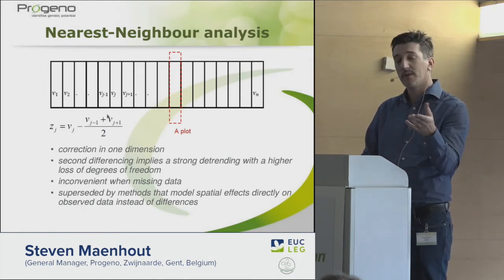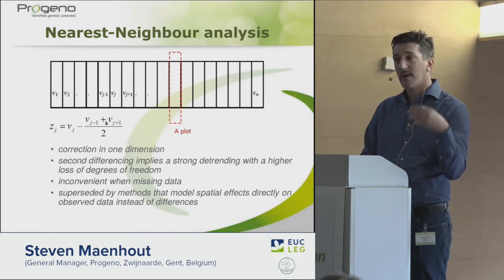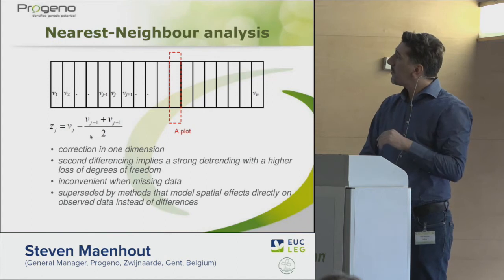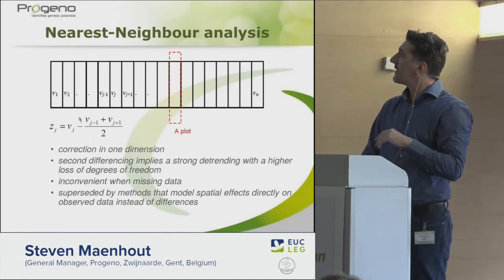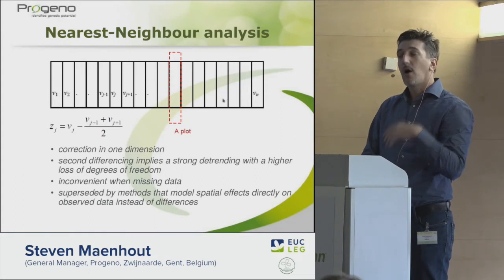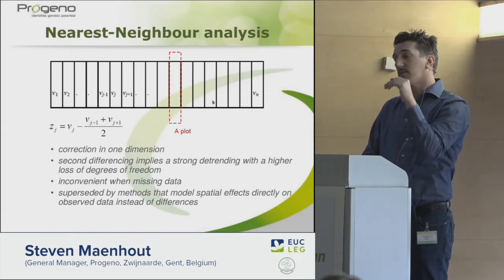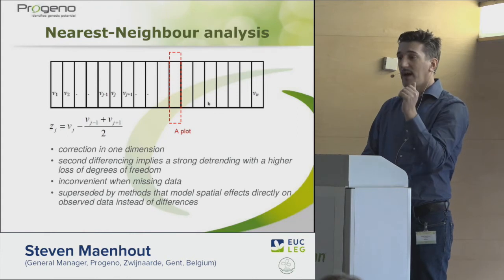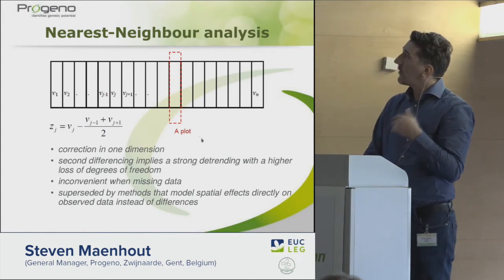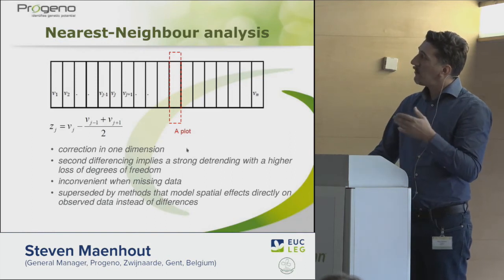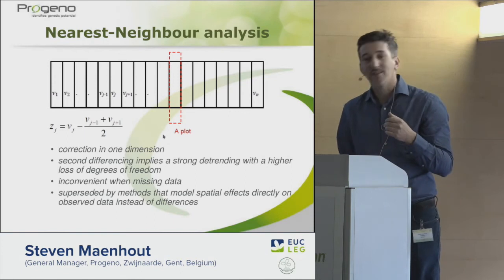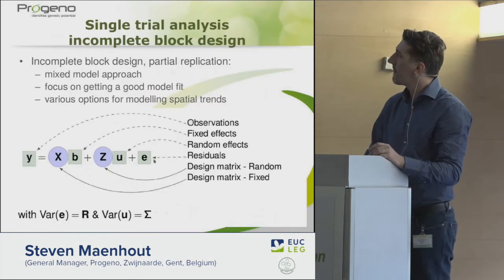Like the one I showed you with the autoregressive part. It fits directly on the data. You don't calculate differences between plots. Plus, apparently one of them missing, this corrects in one dimension. The autoregressive trick you can do in the dimension of rows and columns at the same time. This is always one-dimensional correction. So yes, it works, it's fine, but you might be interested in looking at more recent approaches, I'll call it.